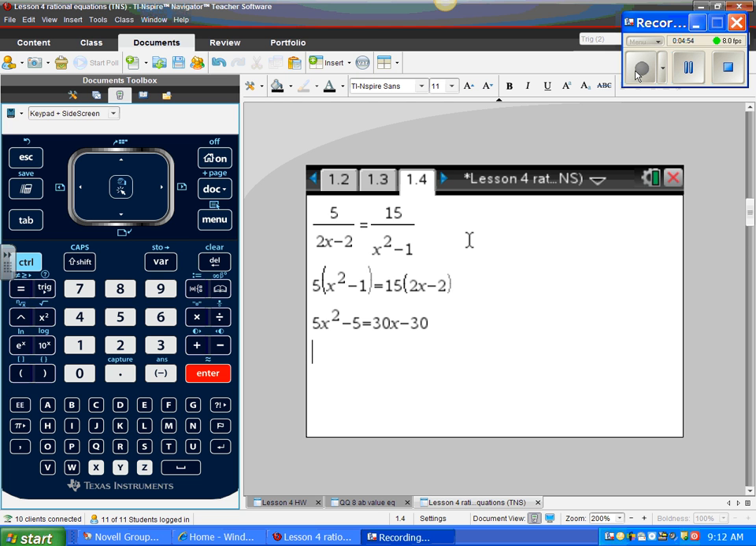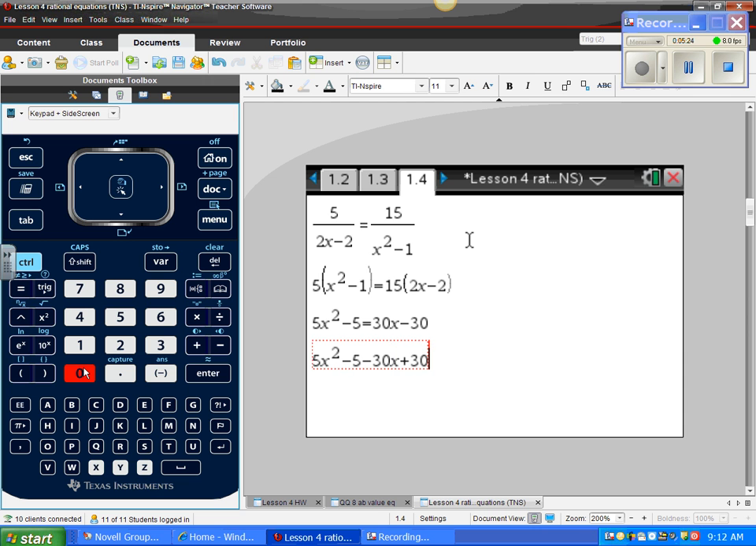So what are we going to move? The 30x and the 30. Why do I want to move those and not the other stuff? Yeah, we like the x squared because right now it's positive. Would I want to make it negative? No, because that just makes it uglier, right? So we want to keep it pretty. So we're going to move the other stuff over. So 5x squared minus 5, minus 30x plus 30 equals 0.